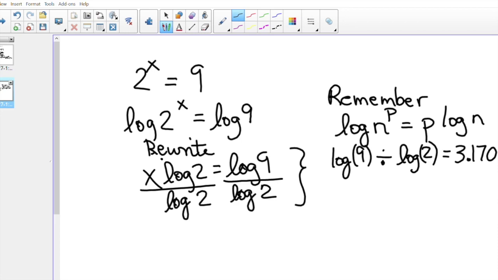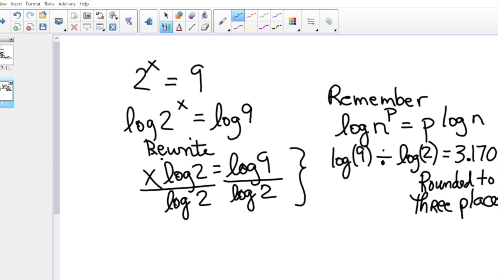The answer that you should see is 3.170, rounded to 3 places. That's mine. I like for you to have 3 places. Some people will say 2 places. I like 3 places. And so that would be the process of taking the log where you cannot change the number to the same base.